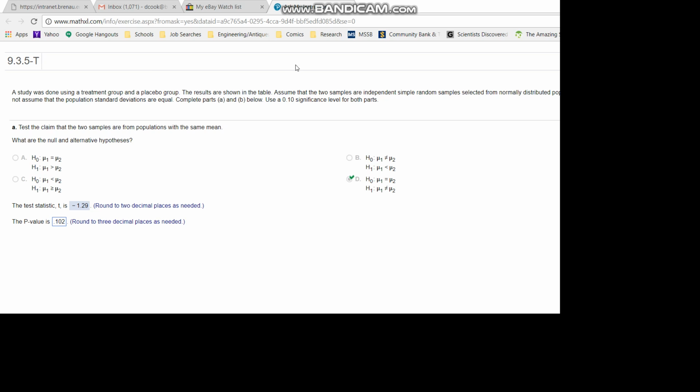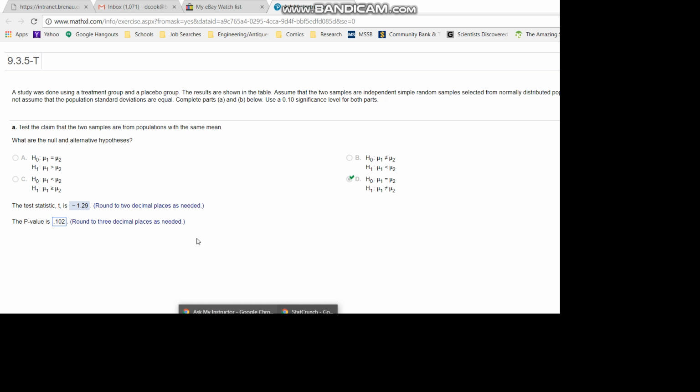Assume the two samples are independent, so this means independent treatment will be in effect, and are from normal populations, that's critical. Do not assume the population standard deviations are equal, so that means we will not be pooling the variances. Alpha is 0.1. So we want to test the claim: the mu's are equal versus the mu's are not equal.